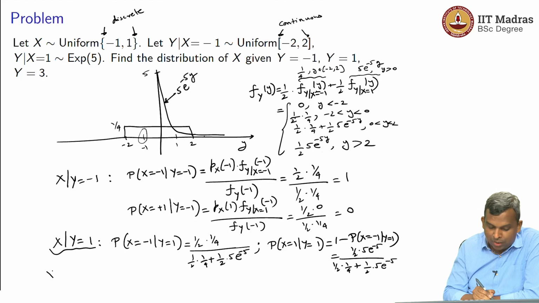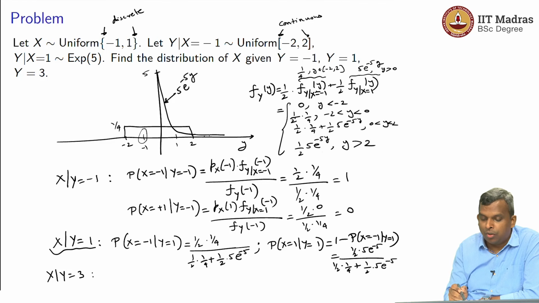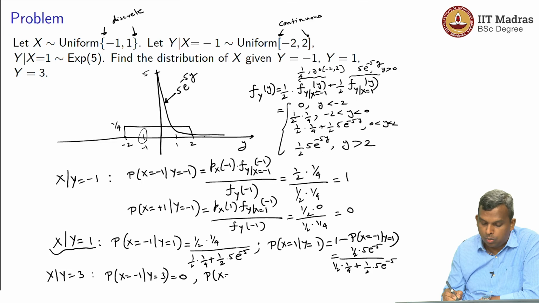Okay. The last one is x given y equals plus 3. Just by inspection, if you got a value of plus 3, x could never be minus 1, right? So you can quickly see the probability of x equals minus 1 given y equals 3 is actually 0, and the probability of x equals 1 given y equals 3 is 1.